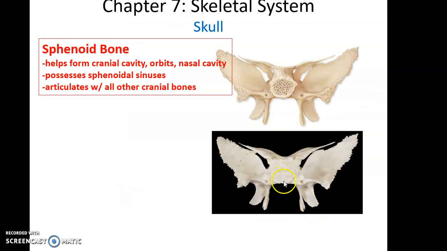Here is the sphenoid bone. Sphenoid bone is rather funny shaped. It is a deeper bone, so there's very little of it actually at the superficial or surface of the skull. Most of it is a little deeper into the skull. Helps form the cranial cavity, the orbits, back of the orbits, and the nasal cavity. It possesses the sphenoidal sinuses, and it articulates with every other cranial bone. So it's often called the keystone because it articulates with every other cranial bone.